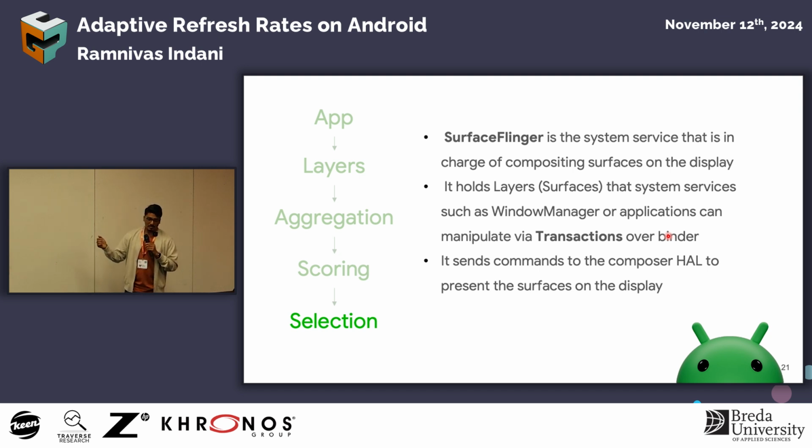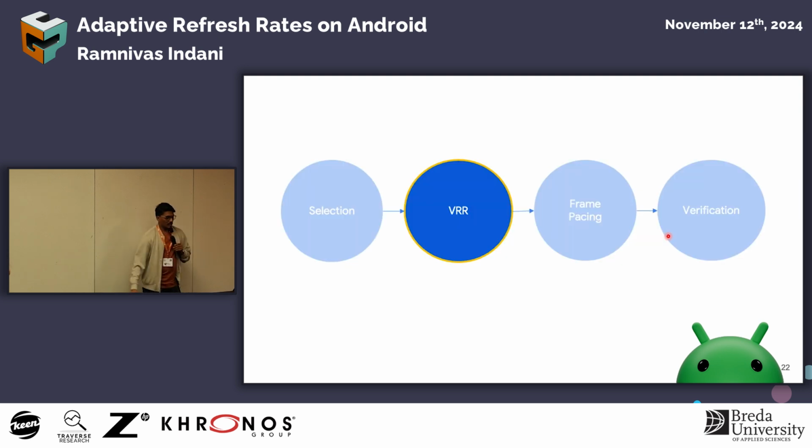And it sends the signals to the composer HAL, which is on the display side. So it crosses the boundaries from the software side to the hardware side through the composer HAL to present the surfaces on the display. So now we understand that in the app we did the set frame rate, we did the scoring of the layers, we selected the refresh rate, but we also have to understand what to do with that refresh rate.